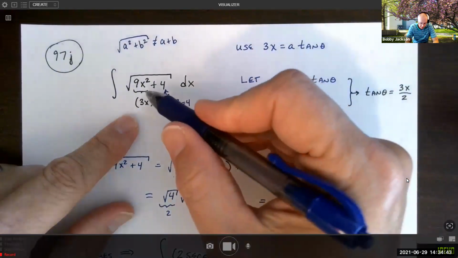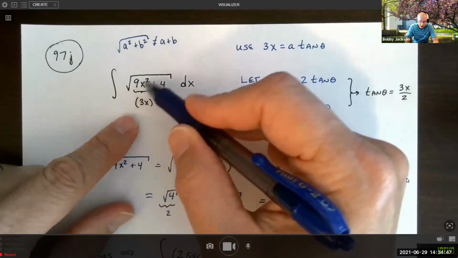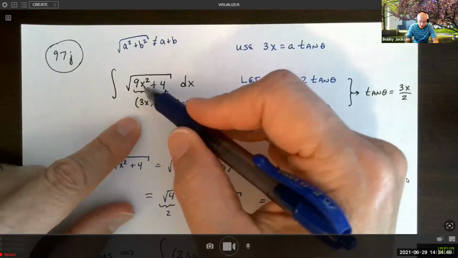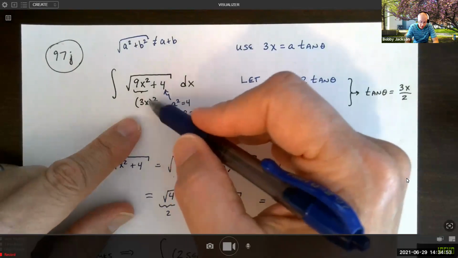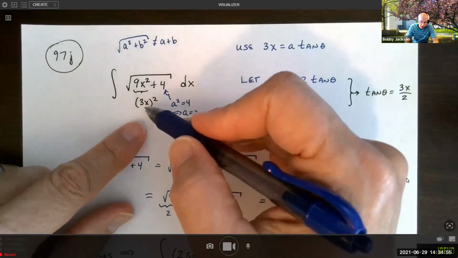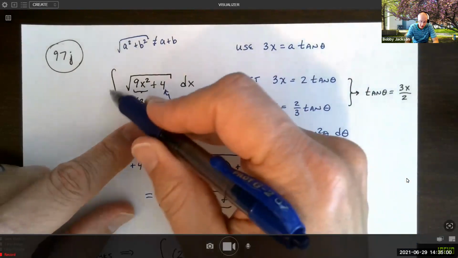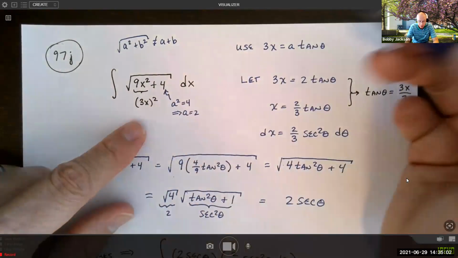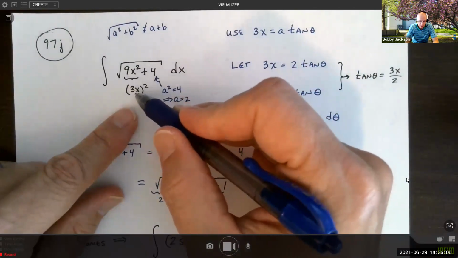Now, typically, we are looking at something like x squared, but here we have 9x squared. Notice that's equal to 3x quantity squared. And so I could do a simple substitution where I let u be 3x. My du would be 3 dx. I'd have a 1/3 out here. I'd get u squared plus 4. But I'm going to do this just treating the 3x as the thing we want to assign.